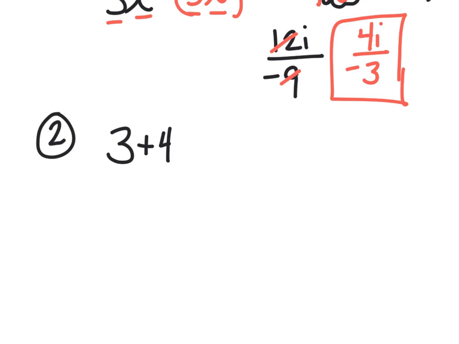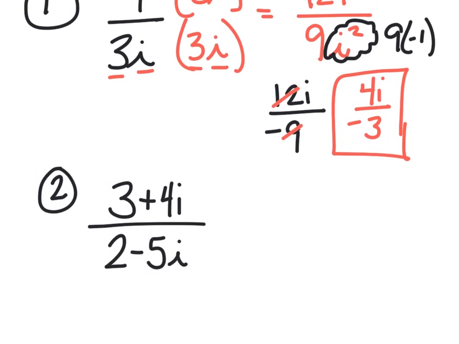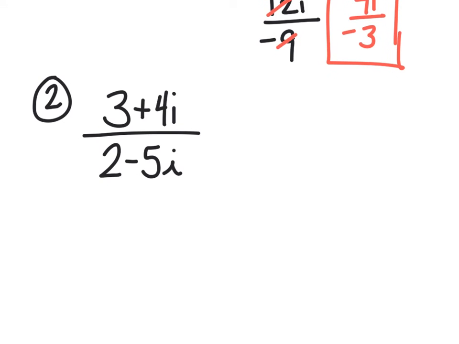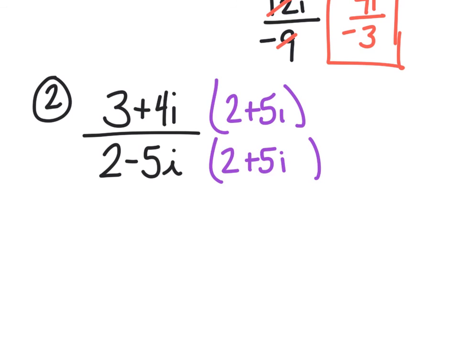3 plus 4i divided by 2 minus 5i. Now this one's slightly different. Notice we had monomials in the first one. Now I have a binomial. So I can't leave i in the denominator, and remember we did this with radicals. Again, we're going to rationalize it. We're going to multiply by the conjugate when there's a binomial. So 2 plus 5i on the bottom. Whatever you do there, you have to do to the top, 2 plus 5i.